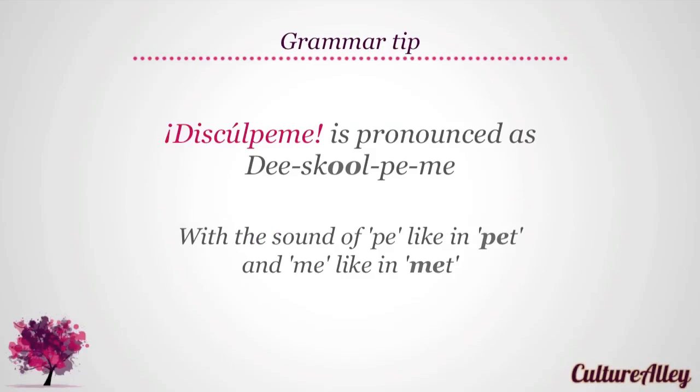Let's look at this pronunciation again. Discúlpeme is pronounced as di-school-pe-me, with the sound of pe like in pet and me like in met. Can you try it, please? It is called discúlpeme. Very good.